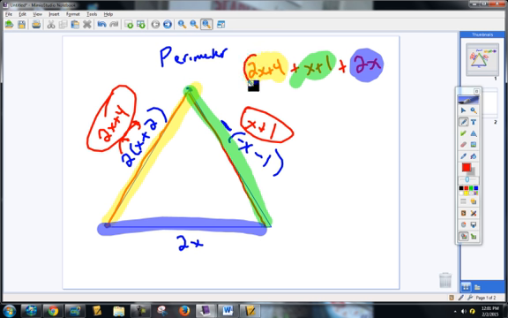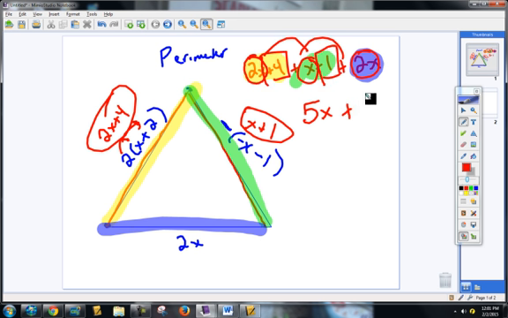Now let's look for like terms. I see 2x, I see 1x, and I see 2x. How many total x's do I have? 5x, right? Yep. And then I have the constant 4 and the constant 1. That's going to give me plus 5. Okay?